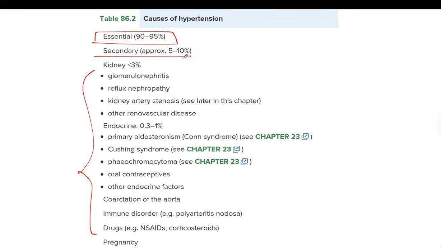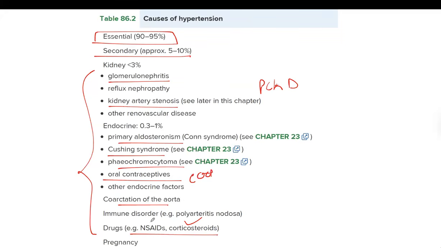So out of the 5 to 10%, kidney-related causes are the most common: glomerulonephritis, renal artery stenosis, polycystic kidney disease. Endocrine causes like aldosteronism, which is Conn's syndrome, Cushing's syndrome, pheochromocytoma. If a patient is on an oral contraceptive, especially the COCP, combined oral contraceptive pill, coarctation of aorta, some medications like steroids, NSAIDs, even pregnancy. So these can be secondary causes of hypertension.